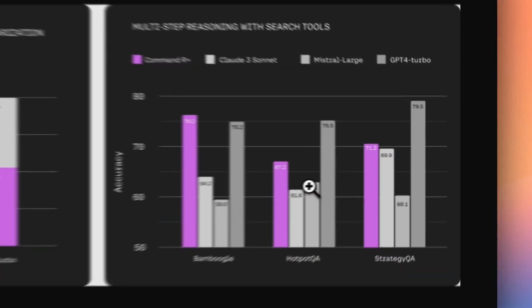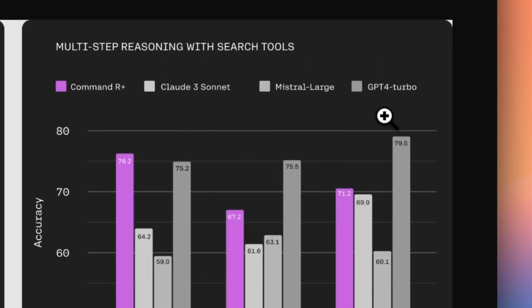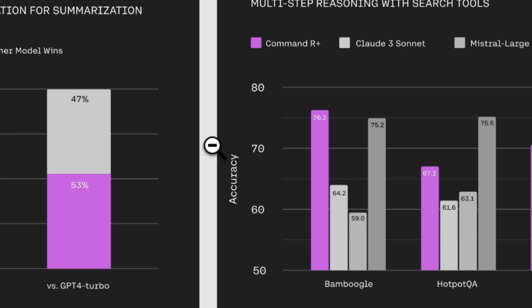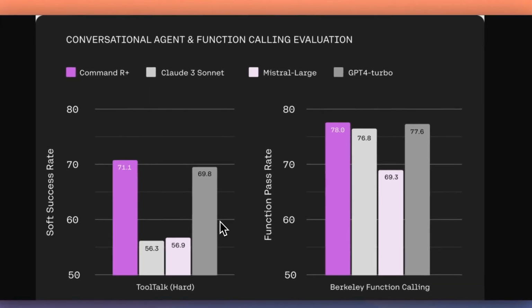Now, on multi-step reasoning with search tools, this also tends to be doing pretty good when it comes to the standard benchmarks. It's just behind GPT-4 Turbo. So in general, I would say that these are pretty impressive results. Even for conversational agent and function calling, it seems to outperform the Claude 3 Sonnet and Mixtral Large model.